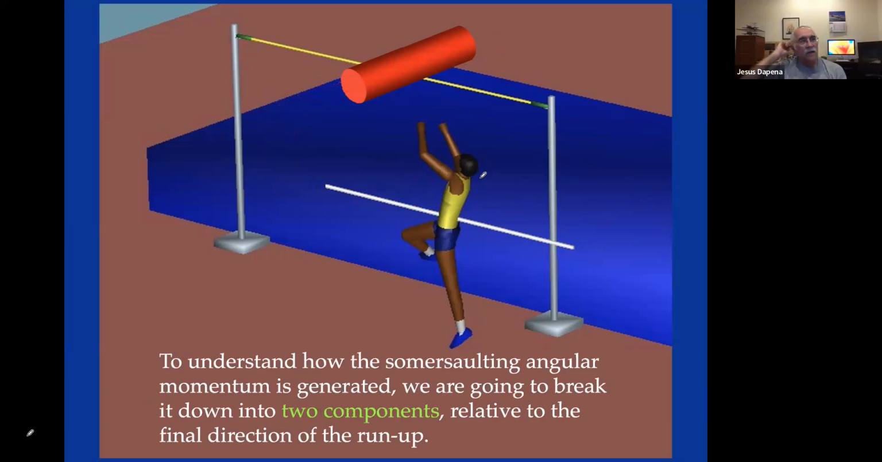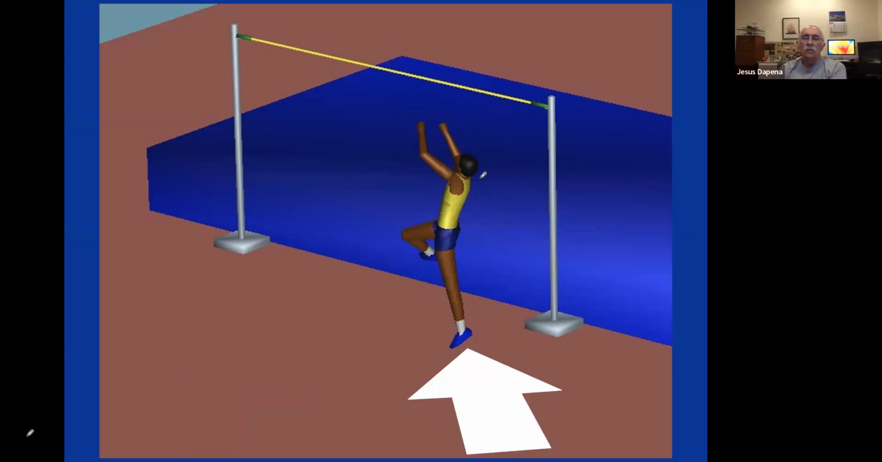Okay, so we saw that the total angular momentum is composed of a twist component and the somersaulting component. In turn, the somersaulting component is going to have two components of its own. So we're going to break down this somersaulting angular momentum into two components, and they're going to be two components relative to the final direction of the run-up. So what is the final direction of the run-up?